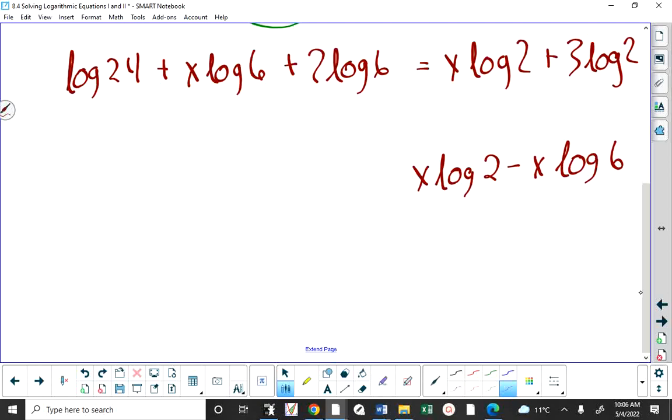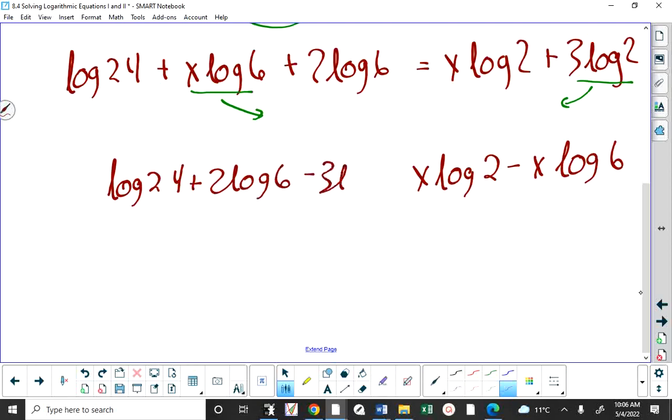So I'm moving this term to the other side, which means I have to take this term and move it to the other side. So on the left side, I have log of 24 plus 2 log of 6 minus 3 log of 2. And this is equal to the x log 2 minus x log 6.